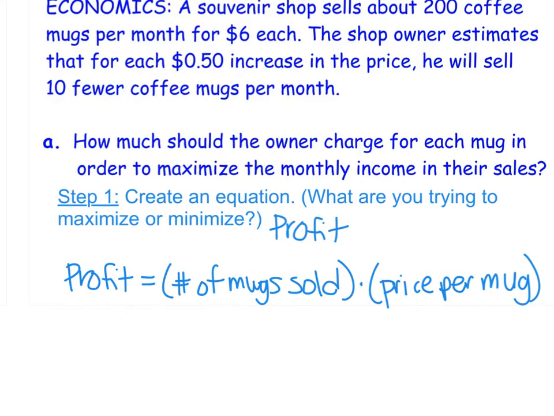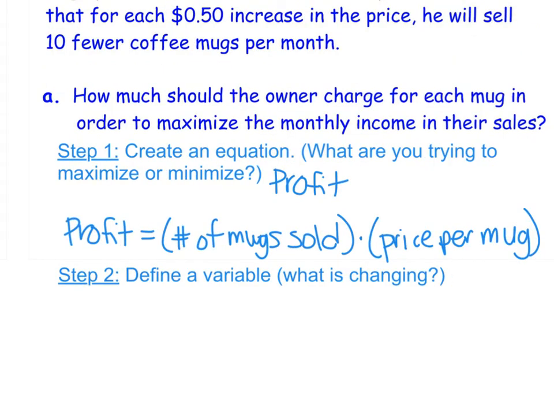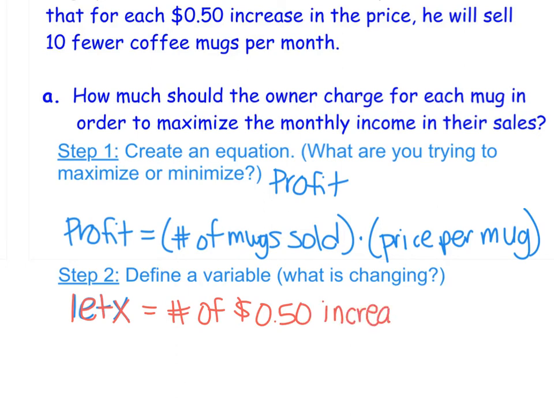So now we need to actually get some numbers in there, and a variable. So we need to define our variable, and that's what's changing. So in this case, what's changing is both of these, the number of mugs sold and the price per mug. So really, though, what the owner is changing is the increase in price. So we're going to say let x equal the number of 50-cent increases. That's what our variable represents, how many times he increases the price by 50 cents.